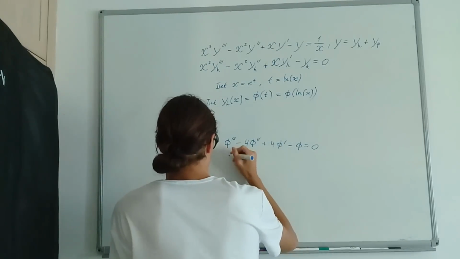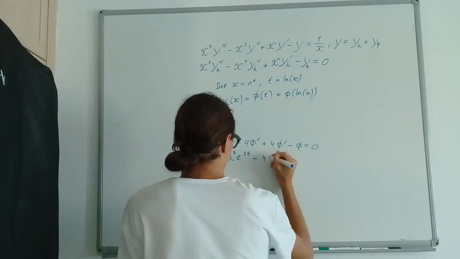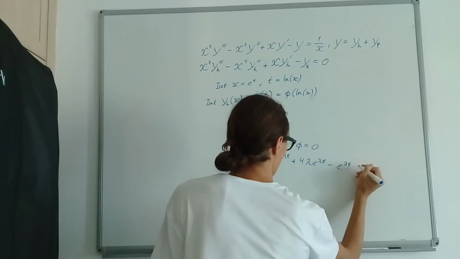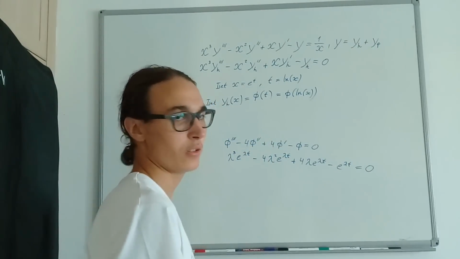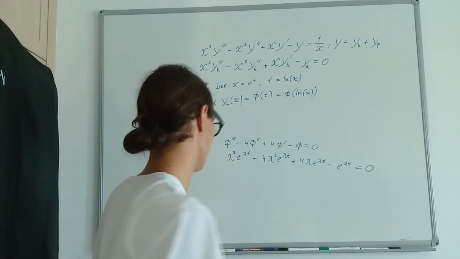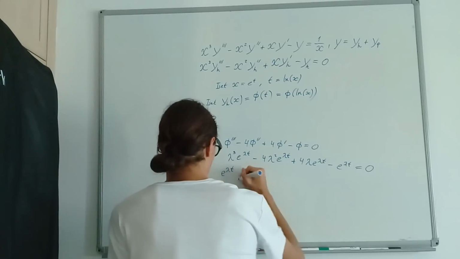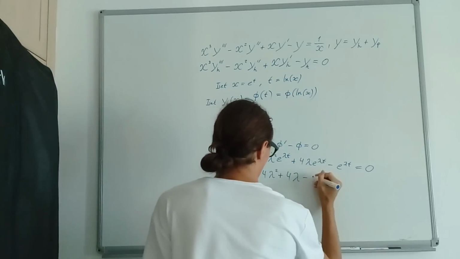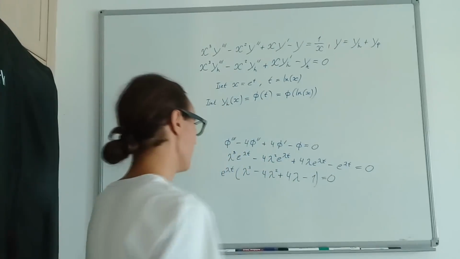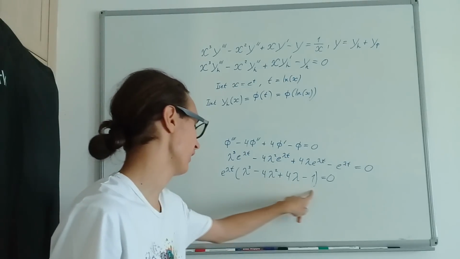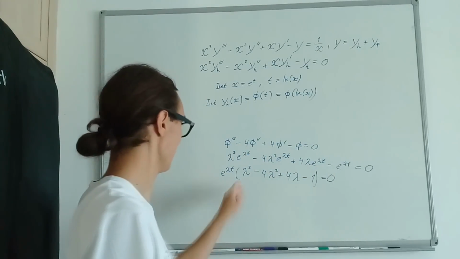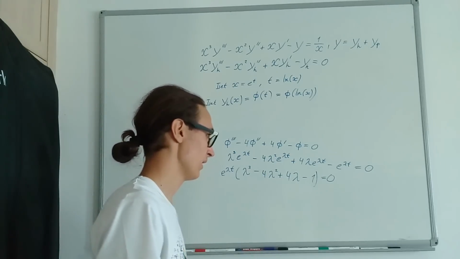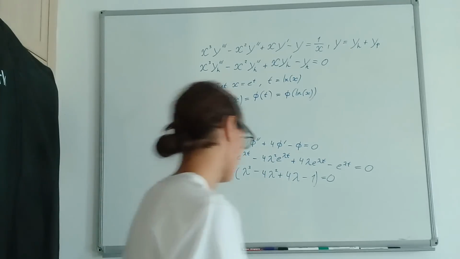So we can just write that down. Lambda cubed e to the lambda t minus 4 lambda squared e to the lambda t plus 4 lambda e to the lambda t minus e to the lambda t equals 0. Now, I don't think you need to know calculus to know that we can just factor out this e to the lambda t. So, e to the lambda t times lambda cubed minus 4 lambda squared plus 4 lambda minus 1 equals 0. Alright, cool. So, this is what's known as the characteristic equation of this ODE, which is just a polynomial that we can solve pretty easily if you know your elementary algebra.